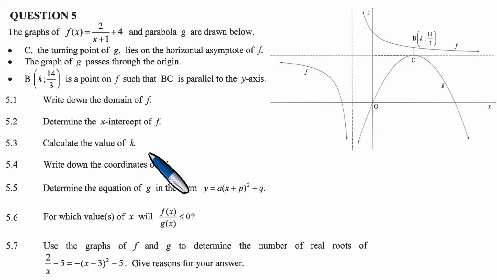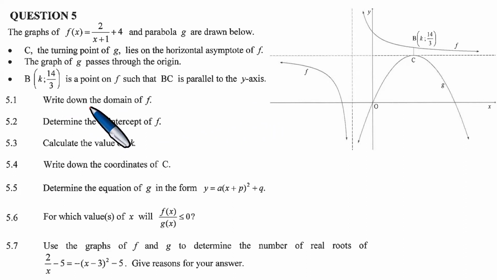In this lesson, we shall look at graphs and functions. The graphs of f of x equals 2 over x plus 1, plus 4, and parabola G are drawn below. C, the turning point of G, lies on the horizontal asymptote of f. The graph of G passes through the origin. B has the coordinates k and 14/3 and is a point on f such that BC is parallel to the y-axis.